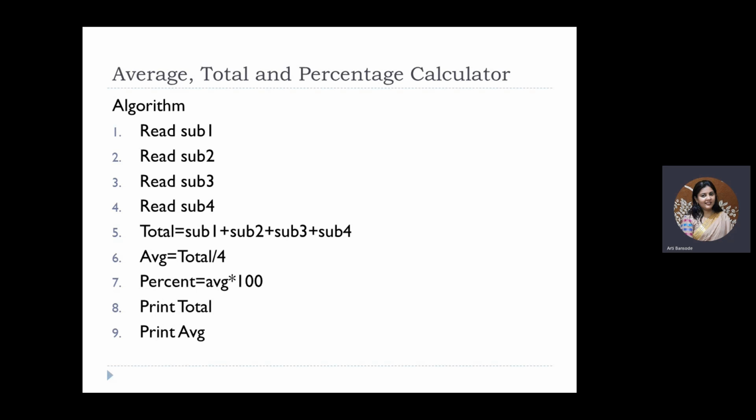Now the next example is average, total and percentage calculator, another standard example that you find in most of the programming languages. So this is like when you're calculating the mark sheet. I just wanted to show you how to calculate the average, right? So for that, of course, you will be taking the values of 4 subjects. So I have taken the values of 4 subjects, read sub 1, sub 2, sub 3 and sub 4. Then you know how to calculate the total. Total is the addition of all the inputs that the user has given. So total is sub 1, 2, 3, 4, and average is the total divided by the number of subjects. So total upon 4, percentage is average into 100, and then you print the total and then you print the average. So that is how you can calculate the average, total and percentage.